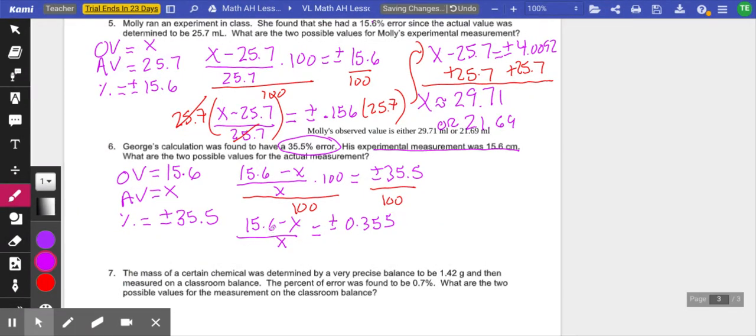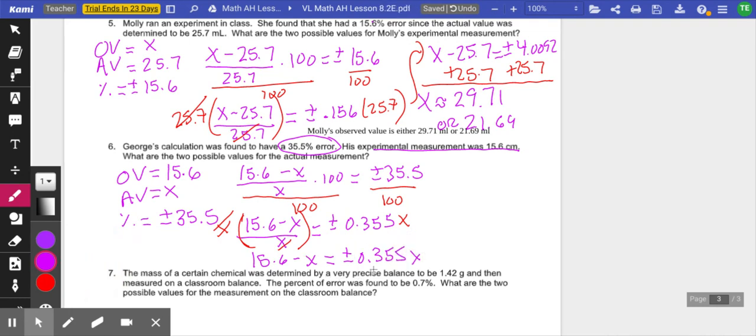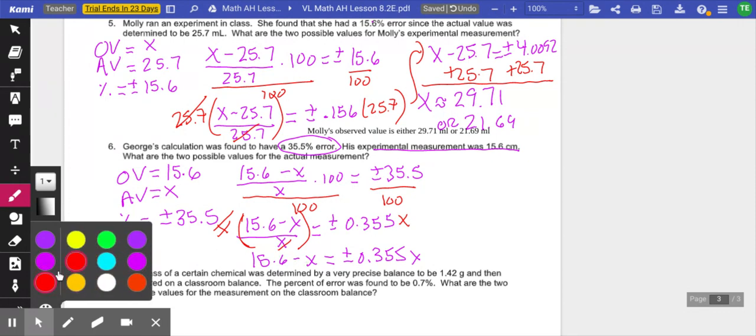Okay, now if I have an x on the top and bottom, I have to cross multiply. So I'm going to go ahead and cross multiply, or multiplying both sides by x. So here I'm multiplying both sides by x. Okay, so here on the left side, the x's cancel out. I get my 15.6 minus x equals, here I get plus or minus 0.355x. Okay, I have variables on both sides. I'm going to move this minus x. So on both sides, I'm going to add x.